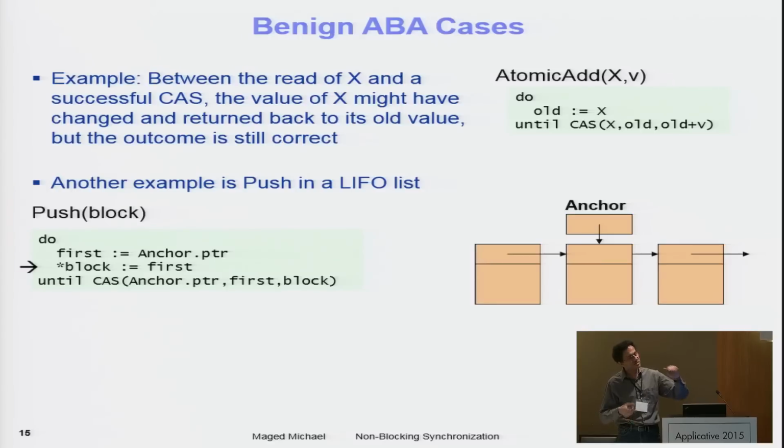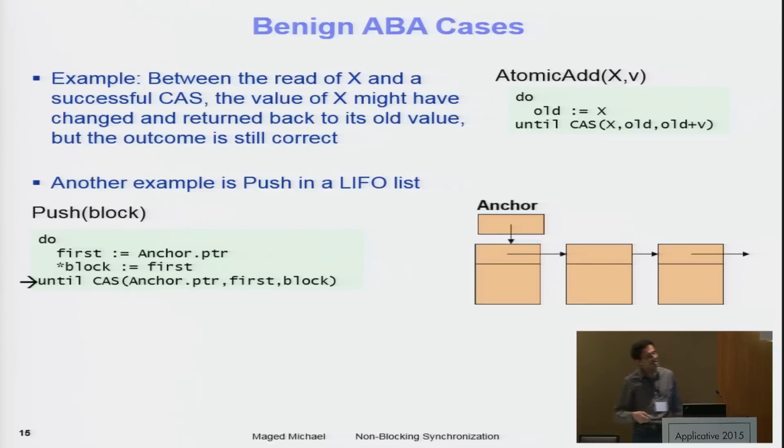So it was A, and later on it was changed to some other value by popping it, and then put back. It returns to A. So A, B, A. Now when this compare and swap succeeds, no harm is done, because it was checking: am I looking at the old value, and is it still there? Yes. So there was no harm done there, because that's all I'm looking for.